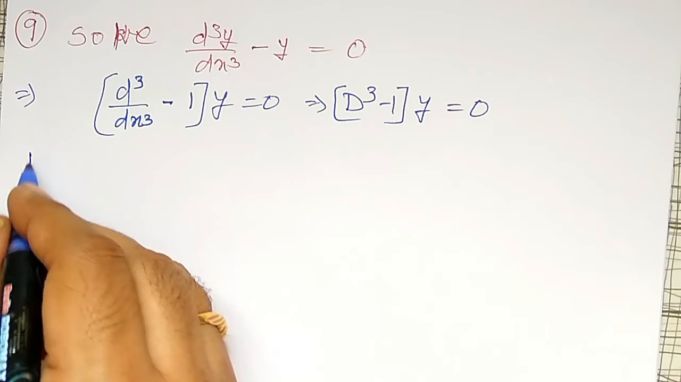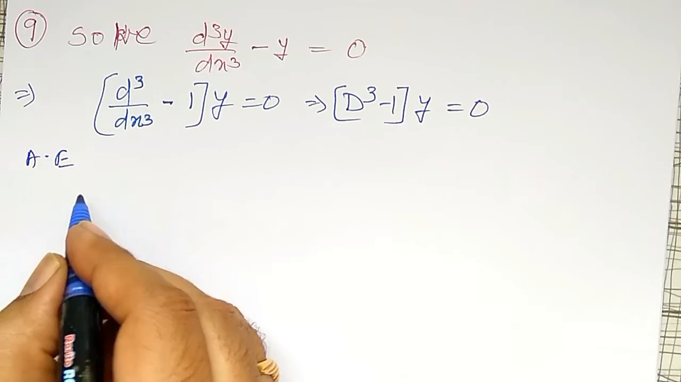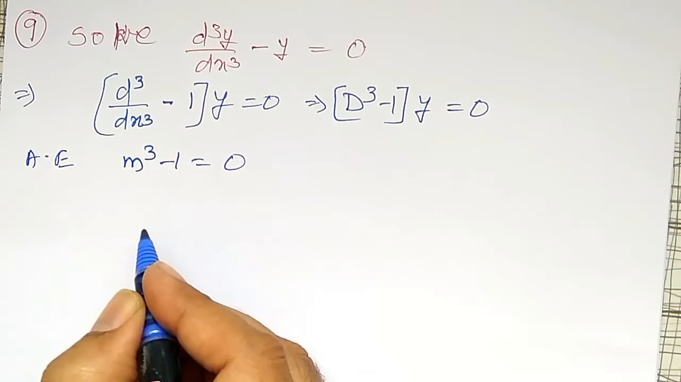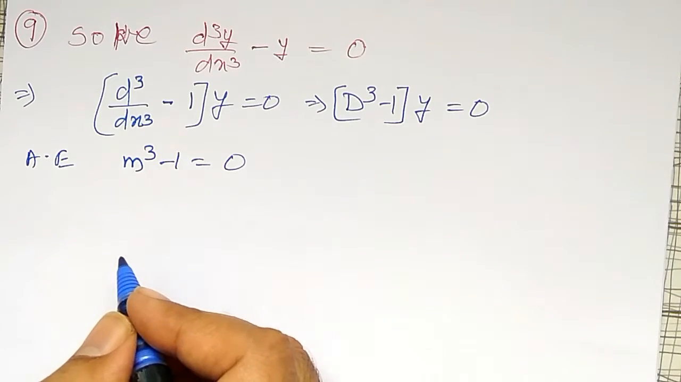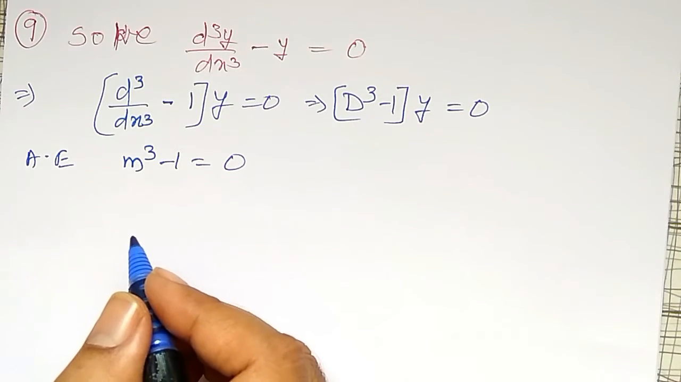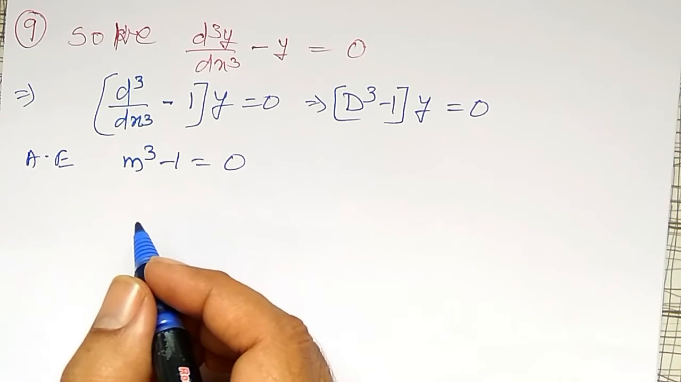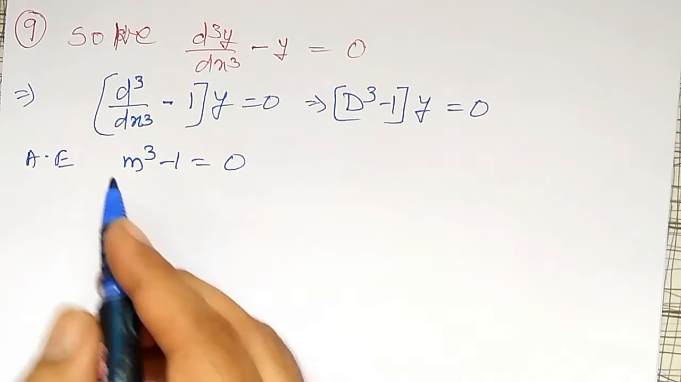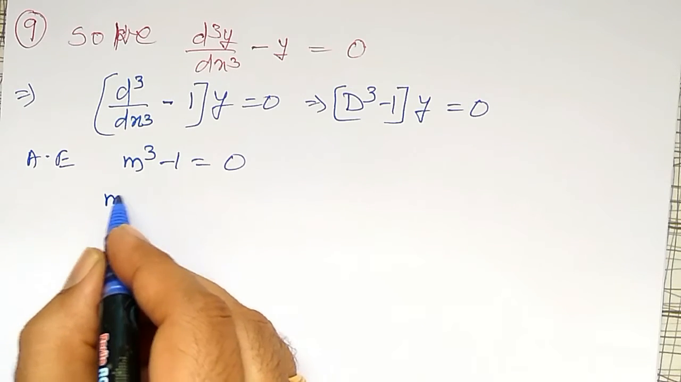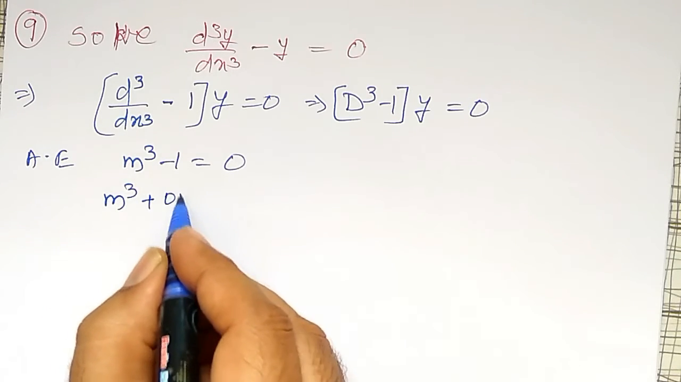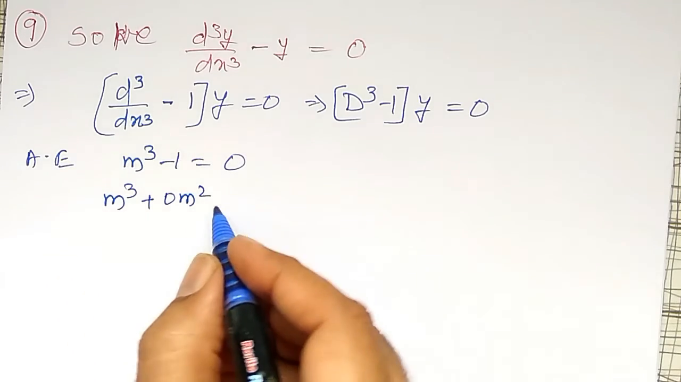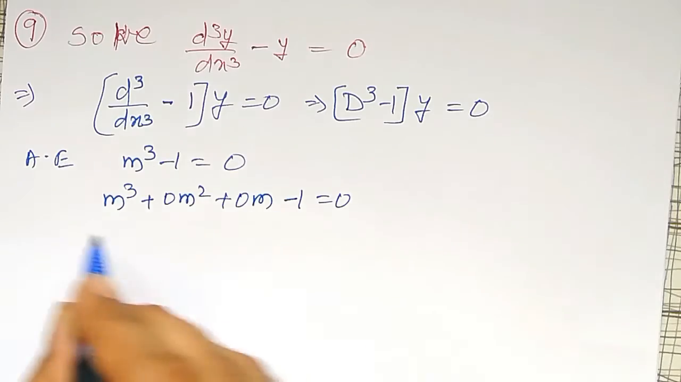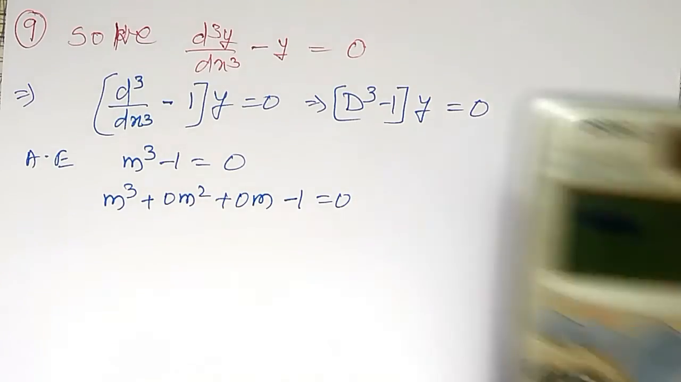Therefore the auxiliary equation is given by m cube minus 1 equal to 0. Then what are the roots of this? To find the roots, I will directly use the calculator to avoid confusion. But the calculator requires the standard form, so I will write it as m cube plus 0m square, no term of m square is there, plus 0m minus 1 equal to 0. Therefore I have to substitute these coefficients.